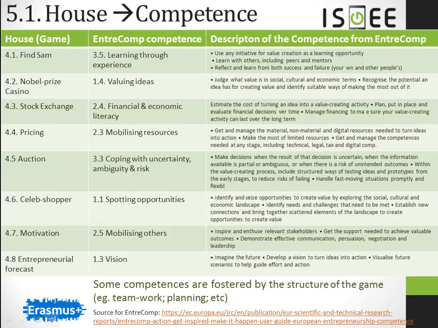The house and competence table shows the houses, or part of the houses, that I've mentioned to you. Find Sam, Nobel Prize, Casino, Stock Exchange, etc. Here's a competence from the Entrepreneur framework. This is in the framework. This is not made up by us. Like learning through experience, valuing ideas, financial and economic literacy. And here's a description from the Entrepreneur framework of what this competence means. So this table shows that all the houses are directly connected to one competence from the Entrepreneur framework.